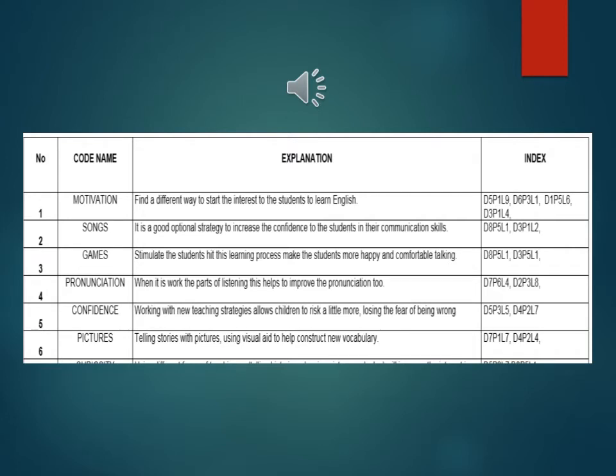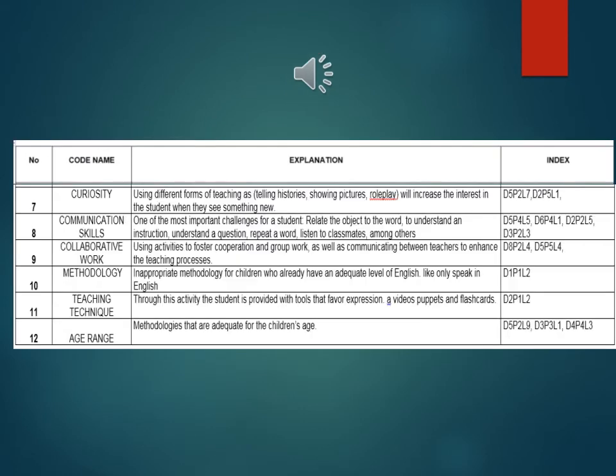Then we had the songs, games, and pictures that are part of the resources used by teachers and were very important in this research. After that, and not less important, we had the pronunciation, confidence, curiosity, and communication skills that were the improvements shown by the students. We chose this code because it shows how the teachers feel confident when they can better apply what they learned, and the children increase their curiosity about the English language.